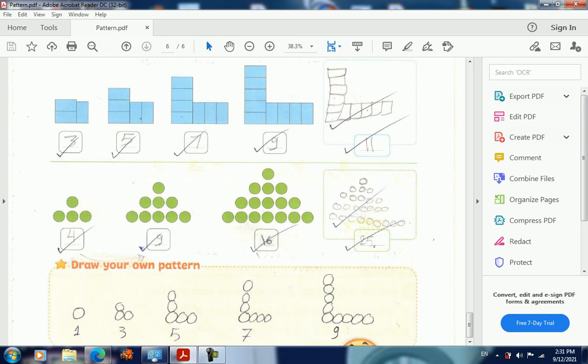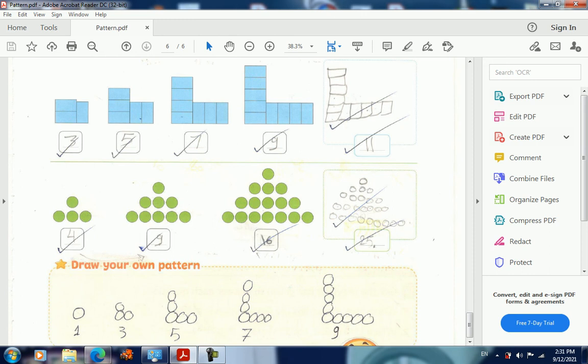Then for the pattern we got 1, 2, 3, 4. We got 4 circles. Then after the 4 circles we got 9, and after the 9 we got 16. And for the last one we get 25.